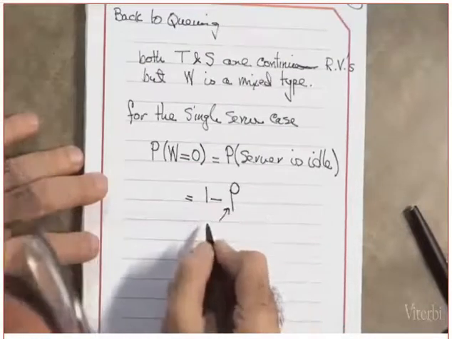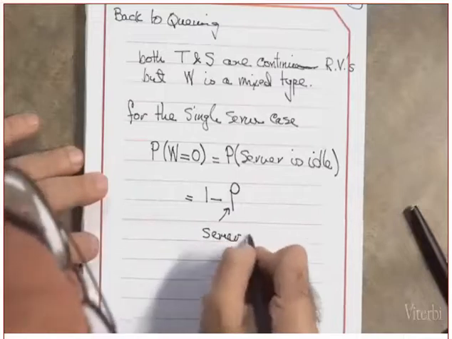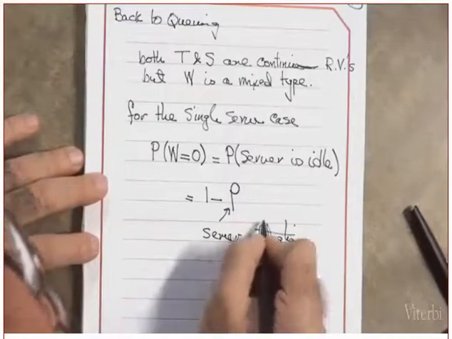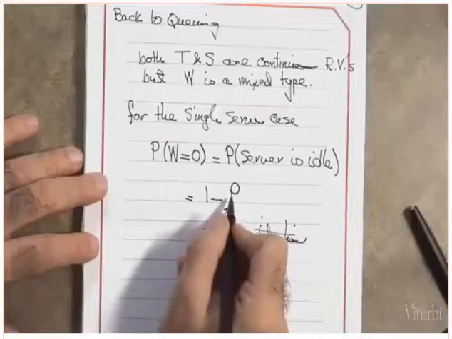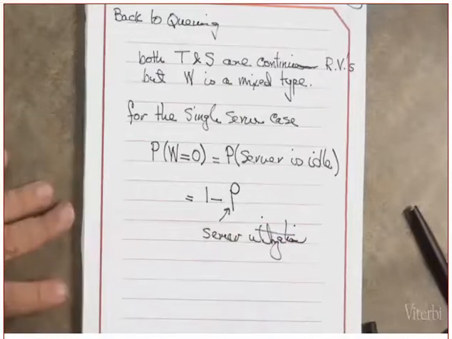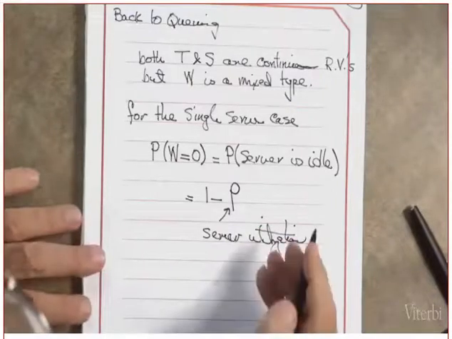Rho is the server utilization. Remember, rho is less than 1. So when we say 1 minus rho, it means the server is not being utilized. Clear? Okay, good. We are out of time.